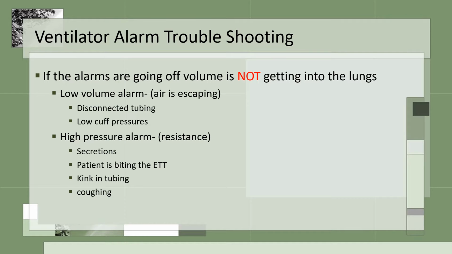The second is the high pressure alarm. This means resistance, so this could be secretions. If there are secretions in the way of the airflow, the air will not get into the patient's lungs, and it will cause a high pressure alarm. If the patient is biting the ET tube, the machine will not be able to get the air into the patient, and it will set off the high pressure alarm. Also, if there is a kink in the tubing, or if your patient is coughing, coughing actually increases the pressure in the lungs, and this will also cause a high pressure alarm.